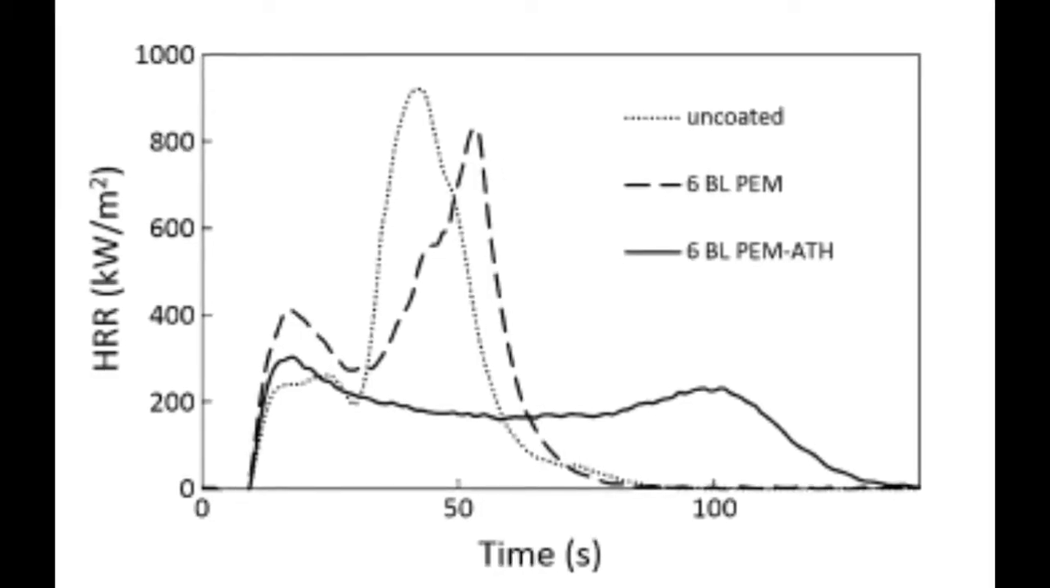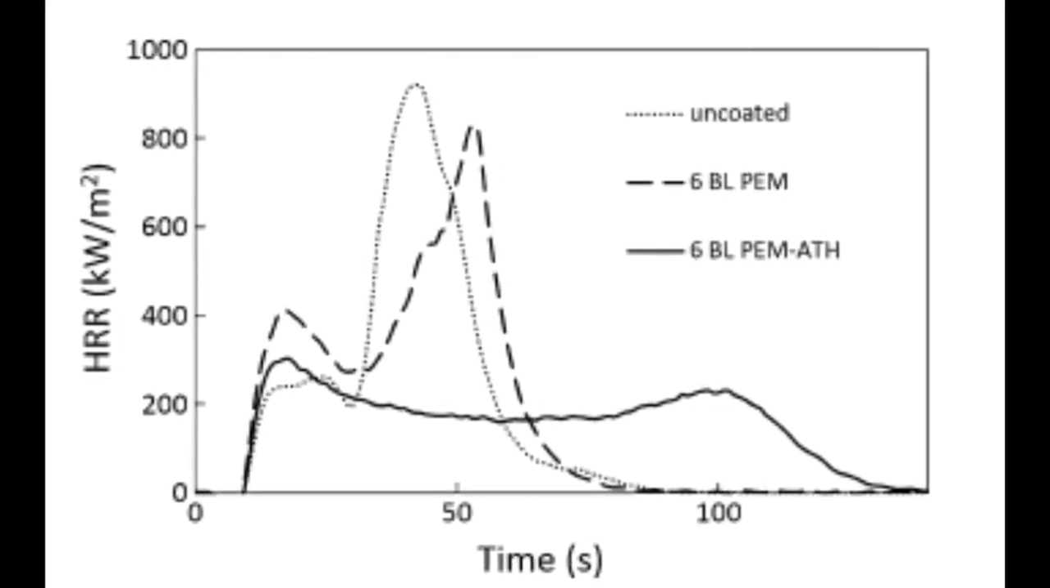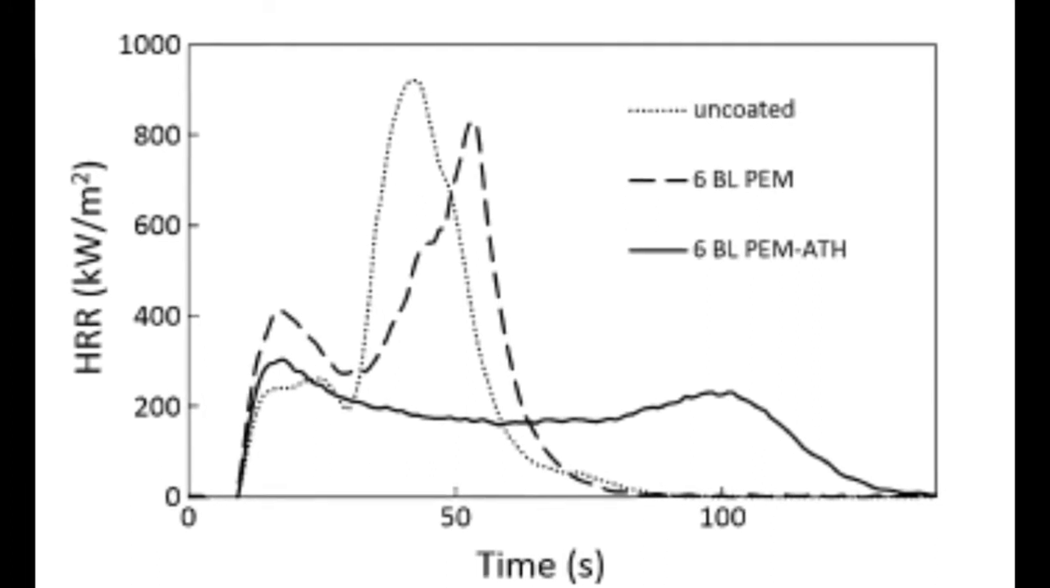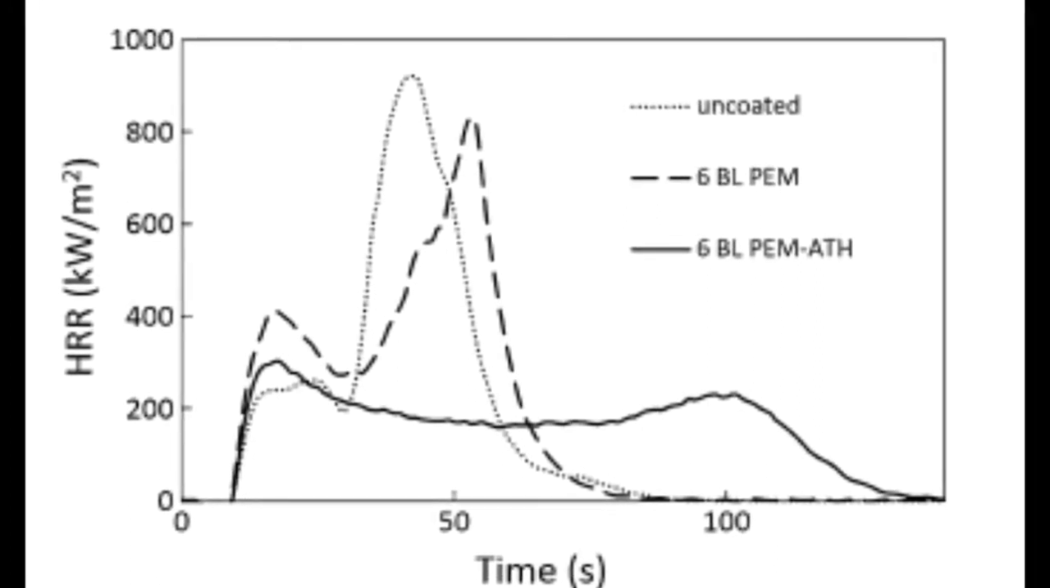This graph shows that the ATH-coated foam had a significantly lower heat release rate than the PEM-coated foam or the uncoated foam.